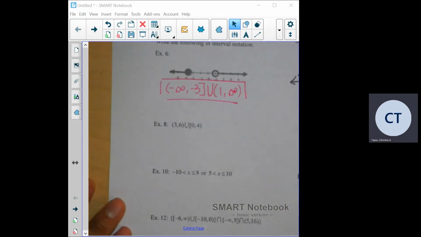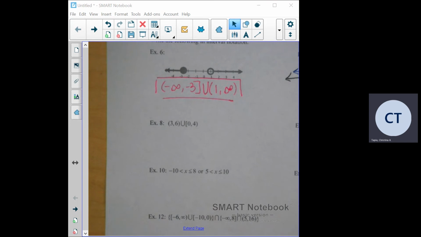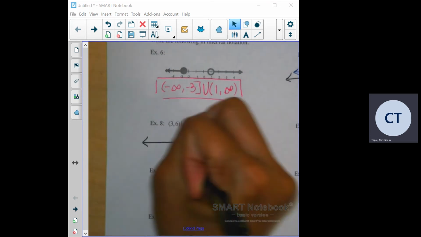All right, let's look at number 8. For number 8, I'm going to do the same thing. I like to graph these out so you can see what you're doing.